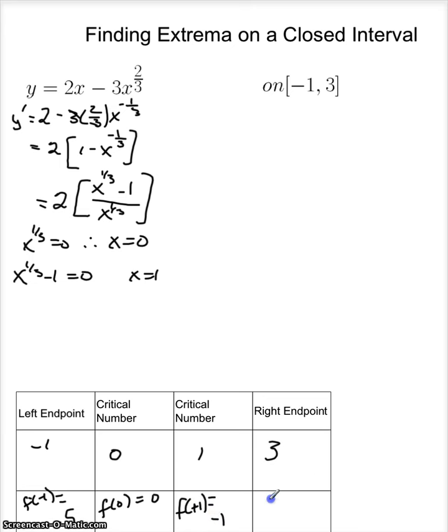And then F at 3 is, now this is a little bit more complicated, so I'm going to show it to you. Can't quite do this one in my head. This is 2 times 3 minus 3 times 3 to the 2/3. Now for simplicity's sake, I'm just going to stick this in my calculator. And I get negative 0.24. Now let's find our extrema. Our largest value is 0, so this is our maximum. And the smallest value is -5.